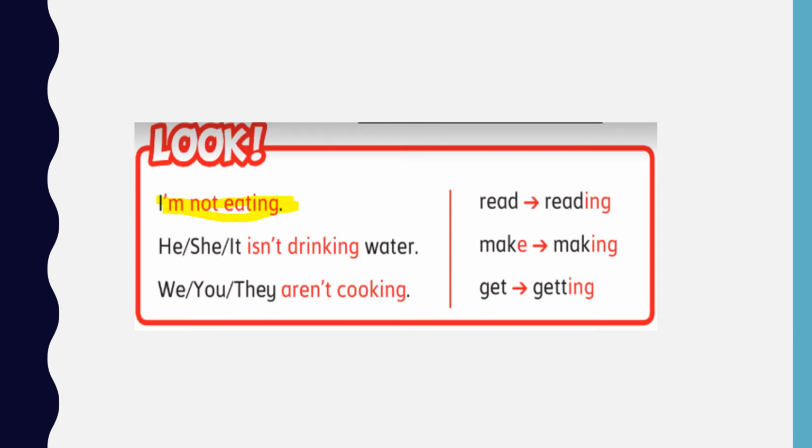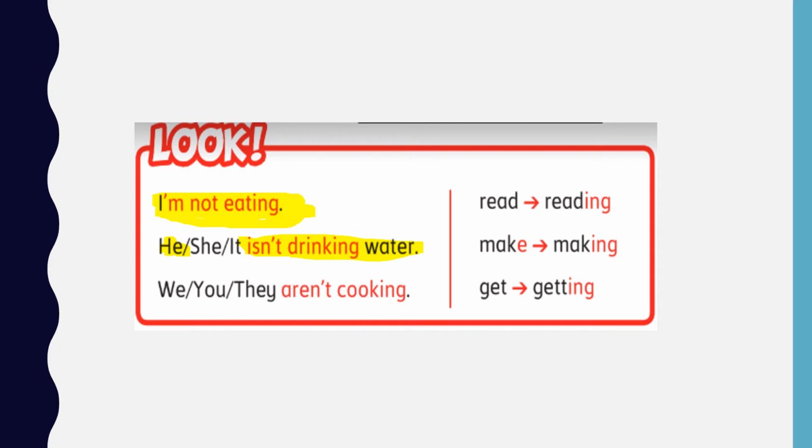I am not eating now. I am not eating. So this one means أنا لا أكل الآن. Okay. We have here down, he isn't drinking water. He isn't drinking water. هو لا يشرب الماء الآن. He isn't drinking water or she isn't drinking water.